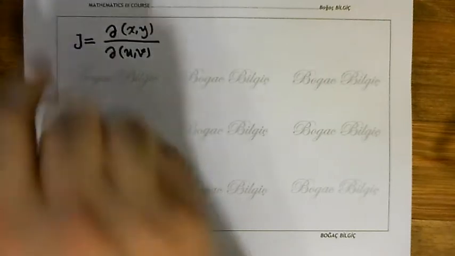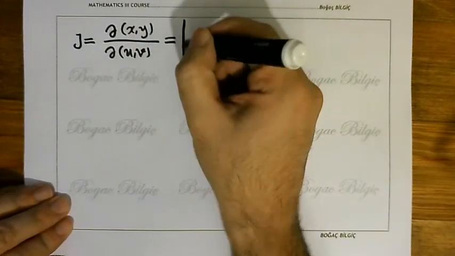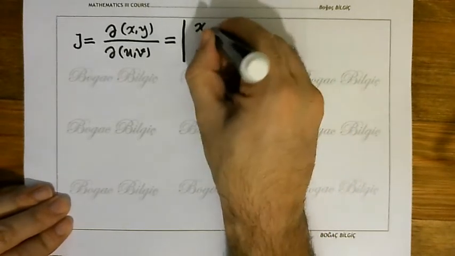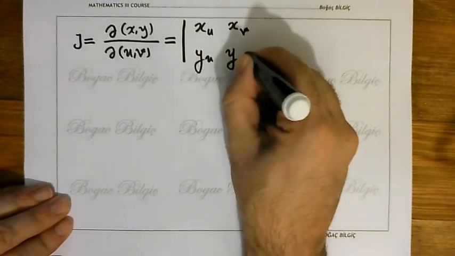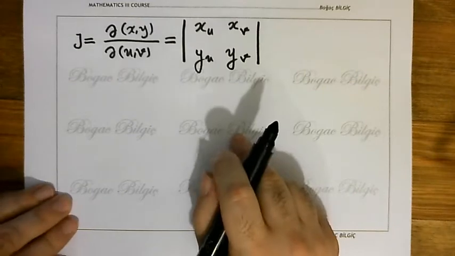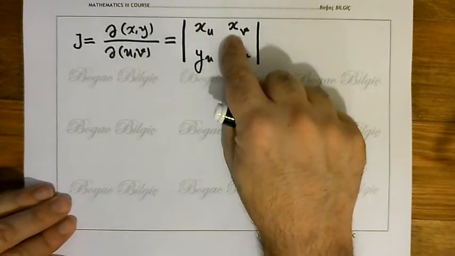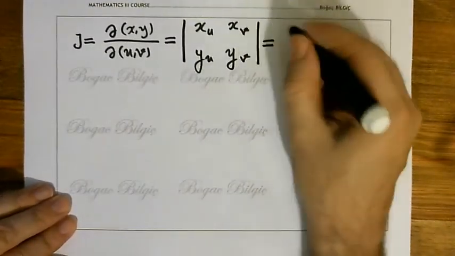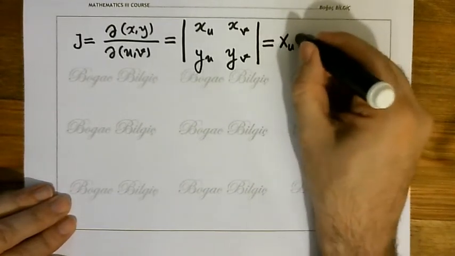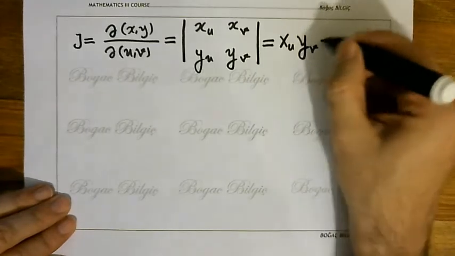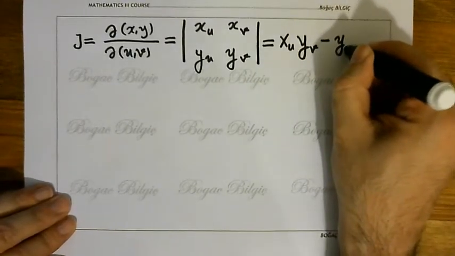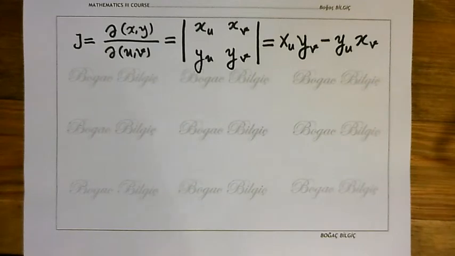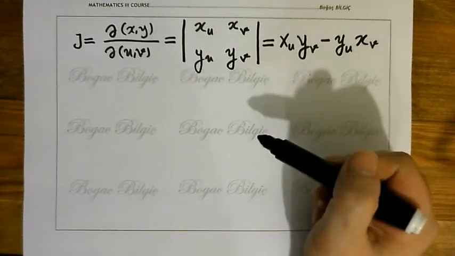This is the symbol of the Jacobian, equal to the determinant of x, y, u, v, where x and y are independent variables and u and v are new variables. So it is x_u y_v minus y_u x_v. This is the calculation of the Jacobian.